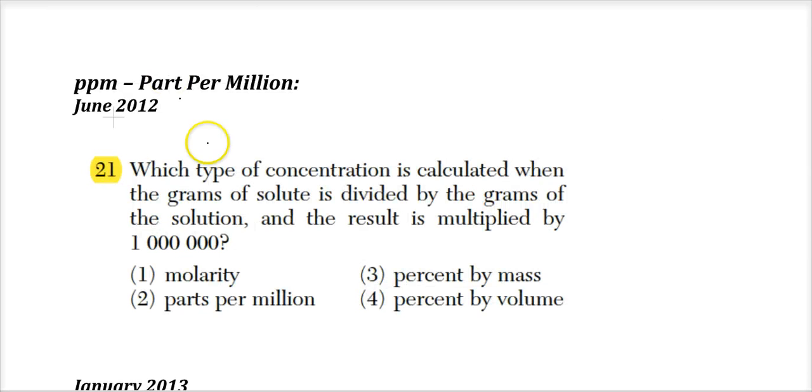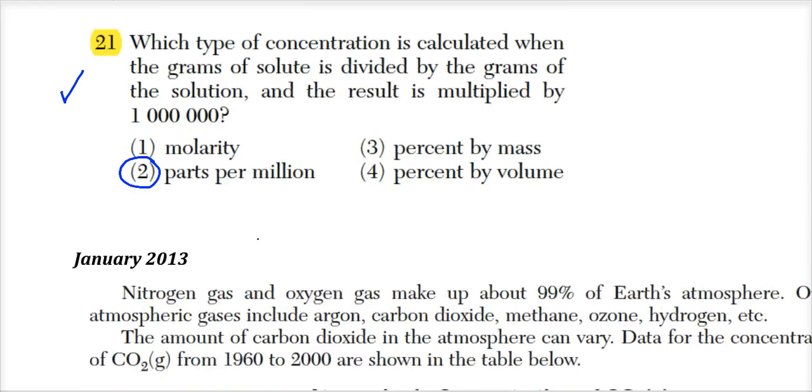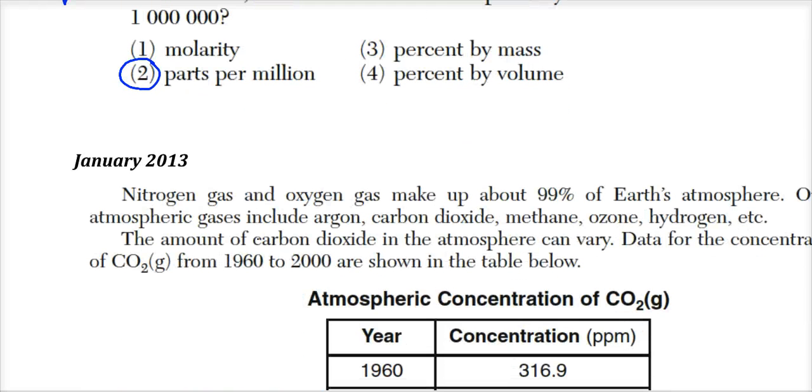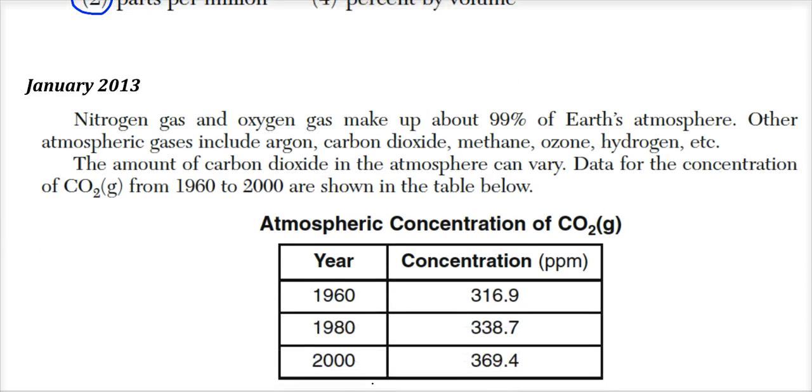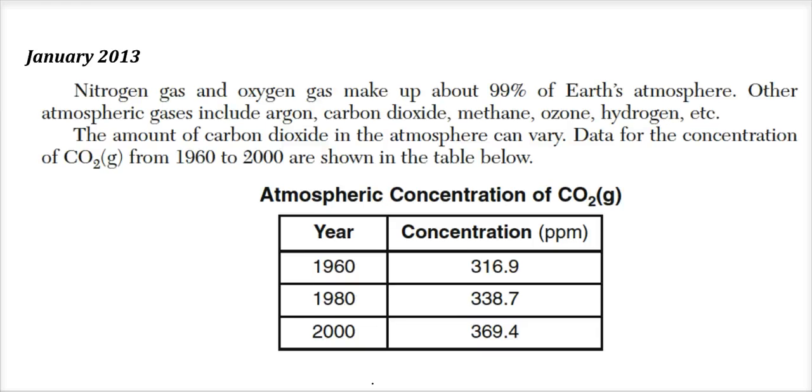Okay, simple question. Which type of concentration is calculated when the grams of the solute is divided by the grams of the solution? The result is multiplied by 1,000,000. It's a part per million. Okay, hope you get something like that. Okay, but January 2013. Here's another kind of question. It's a part 2. It's not quite as clear, except they're giving you parts per million in the table there.